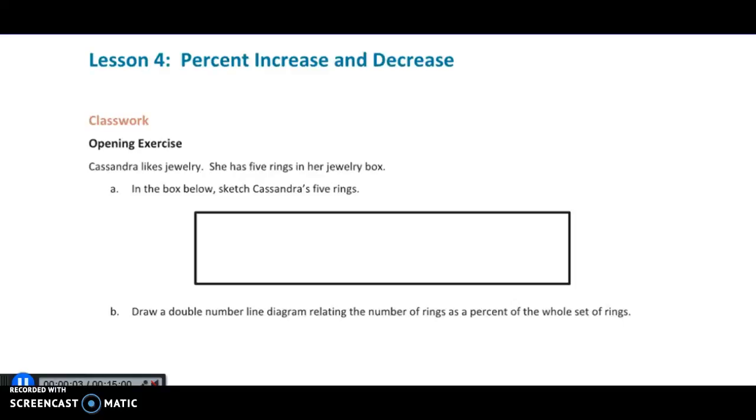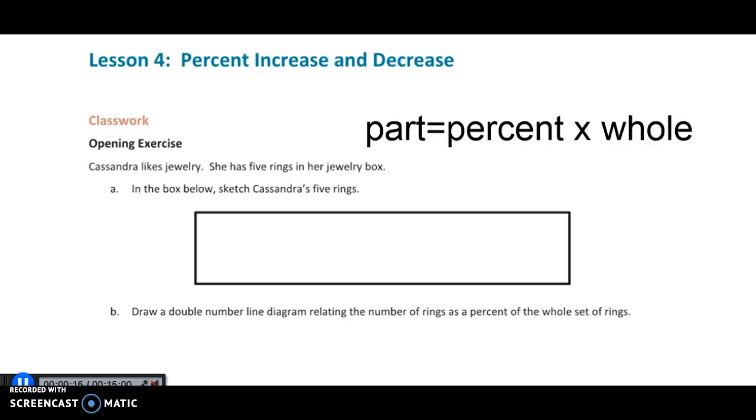So today we're going to focus on percent increase and decrease. What does it really mean if something increases by 20% or decreases by 10%? So don't forget, yesterday we were working with this equation where part is equal to percent times the whole.